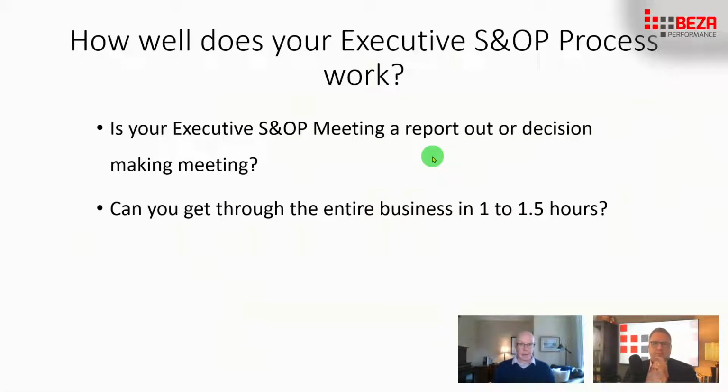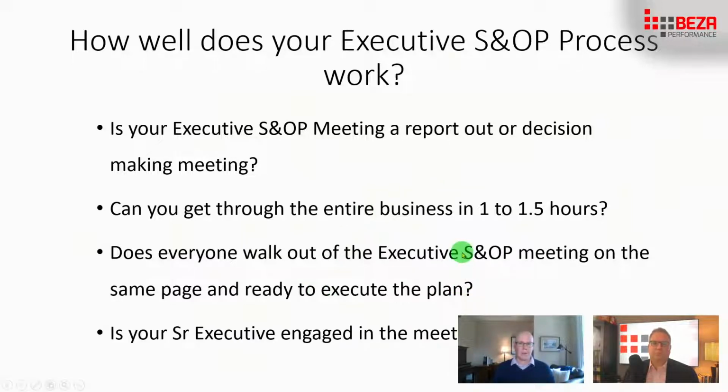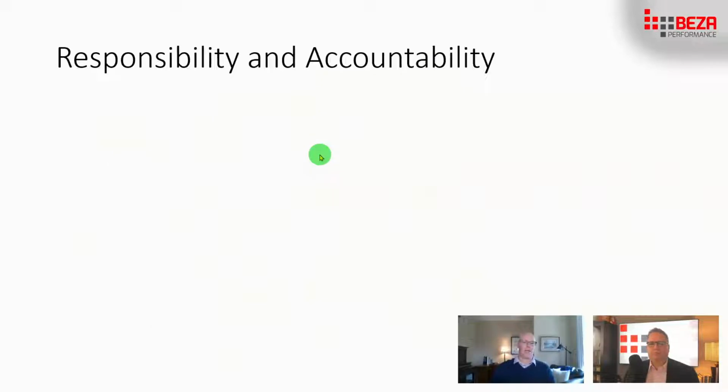Is it effective and efficient? In other words, can I get through the entire business in 1.5 hours? Does everyone walk out of the meeting on the same page and ready to execute the same plan? Another real important thing to think about. And really the final one on there is, is your senior executive really engaged in the meeting? All that we've been working through is how do you really answer yes to each one of these questions, and how do you get there with your executive process? So that's been the focus. And as we said, today is on responsibility and accountability.